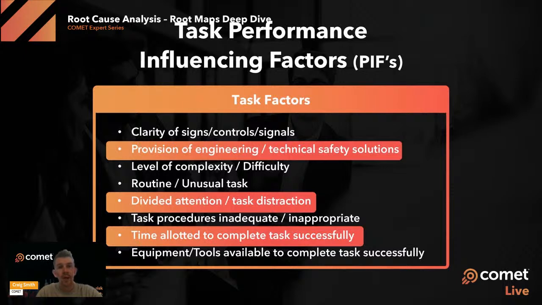So clarity of signs, control signals, fair enough. But in this case, the provision of engineering and technical safety solutions, I touched on the automatic train stop system wasn't in place for this particular piece of track. So again, has that had an influence on what's happened? Absolutely. Level of complexity, difficulty, routine, unusual task, but divided attention, task distraction.